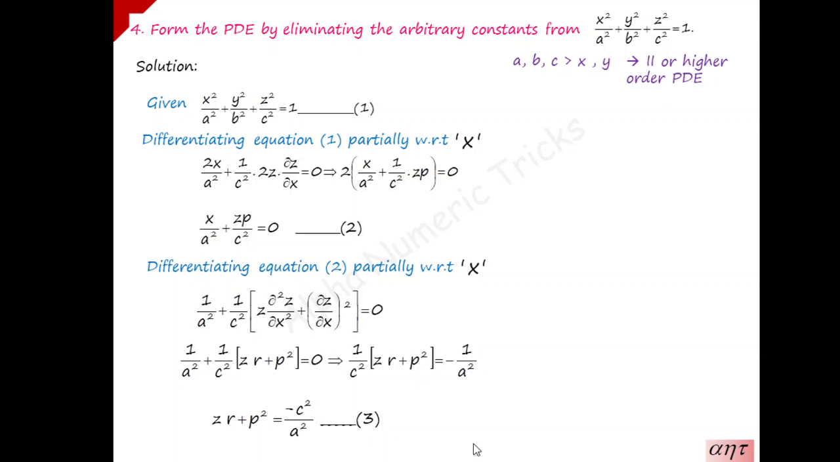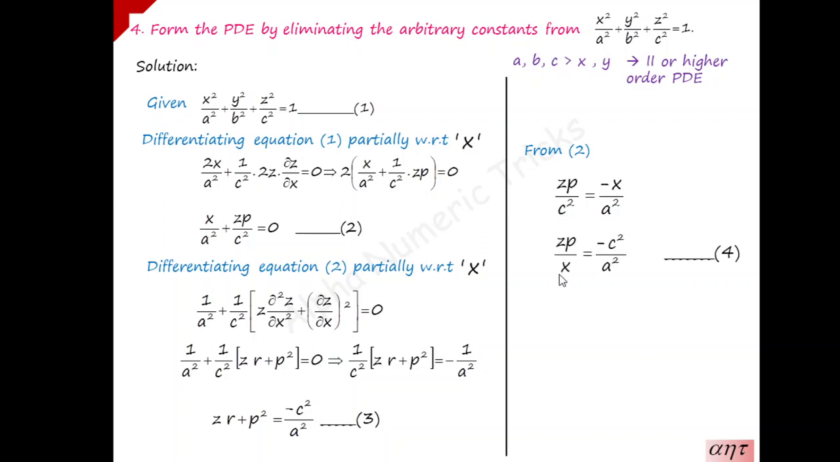Now in the same way, rewrite equation 2 also and find the value of c squared by a squared. You write zp by c squared is equal to x by a squared taken to the other side, so it becomes minus x by a squared. Here also you arrange the constant terms together and the variables together, taking c squared to the numerator of the right hand side and x to the denominator of the left hand side. So you have zp by x is equal to minus c squared by a squared. Number this equation as 4.